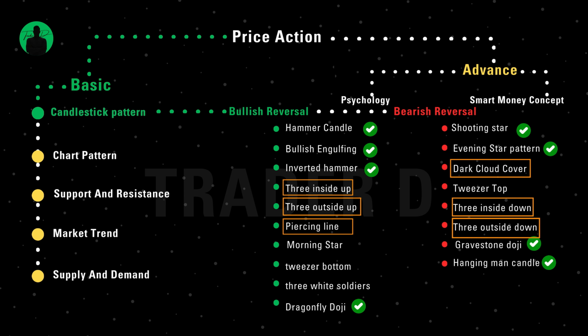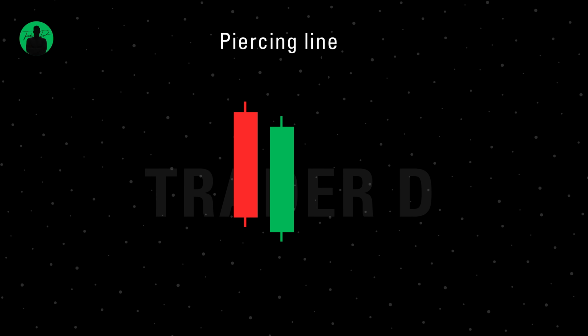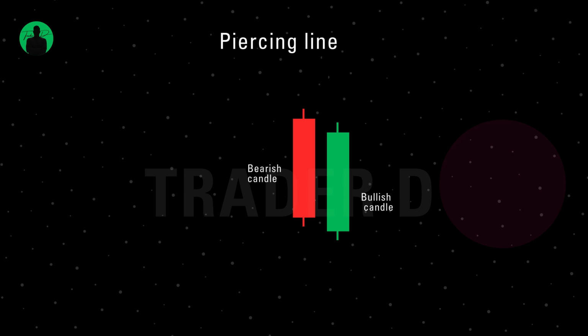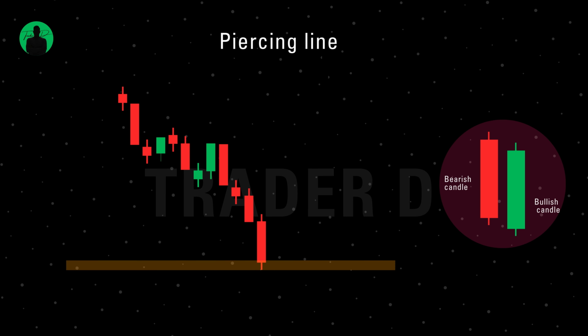Let's start by understanding the piercing line pattern. The piercing line pattern consists of 2 candles. The first is a red bearish candle, followed by a green bullish candle. This pattern signals a possible bullish reversal in the market. Imagine the market has been in a downtrend. Sellers form a strong red candle that closes near the support area. The next candle opens below the red candle's close, but buyers step in at lower levels, pushing the price up. The green candle closes above the halfway point of the red candle, indicating that buyers are gaining control.